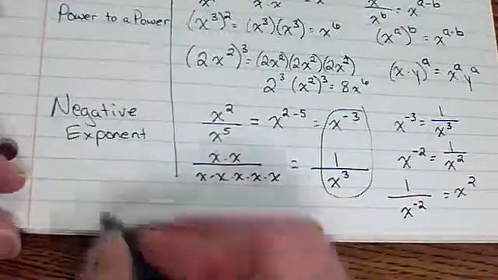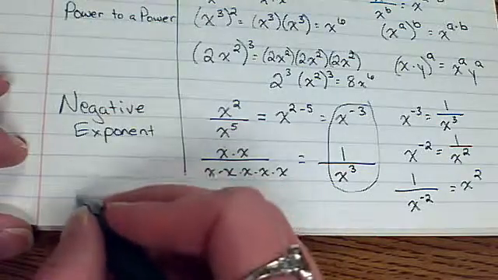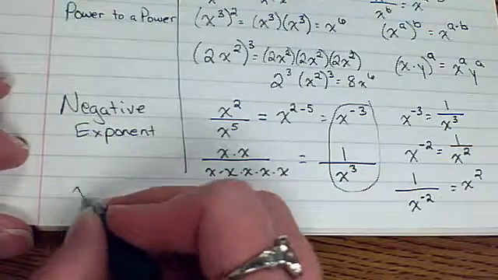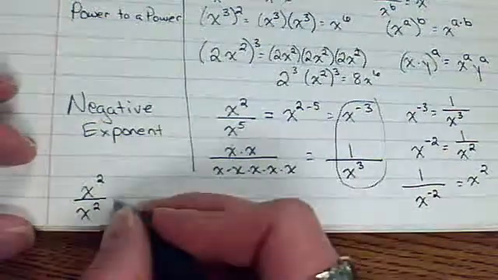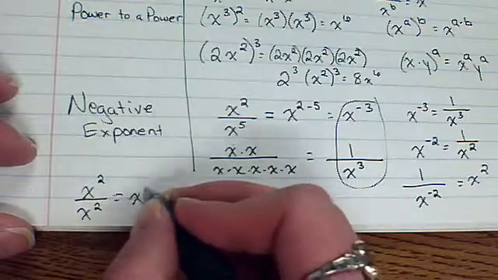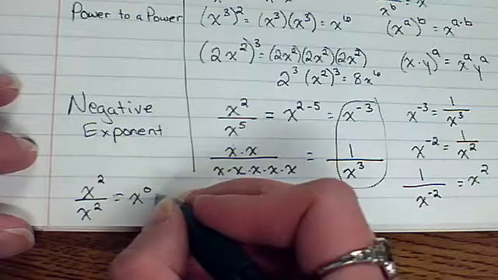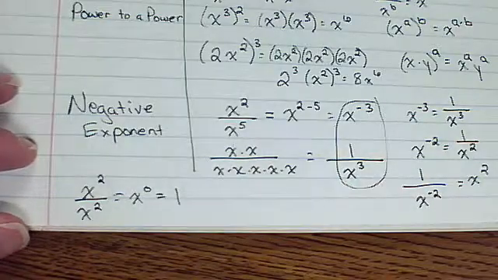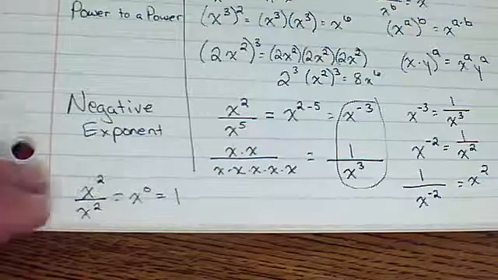The last one, and I don't have too much room to do it in, is when we have, let's say, x squared over x squared. The rule says we'd subtract the exponents, so we would get x to the 0. Well, what do you really get when you divide something by itself? Heck, you just get 1. So anytime you have anything to the 0 power, you just get 1 back.